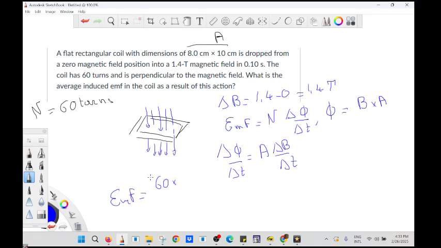So the area is 0.08 times 0.1. Okay, I think you can do it on your own.